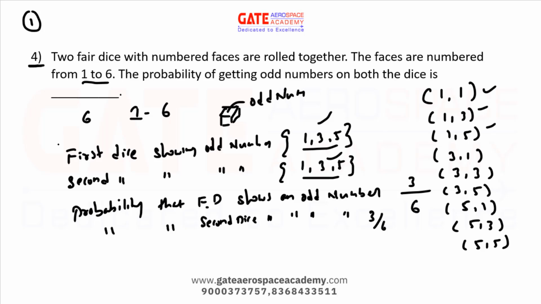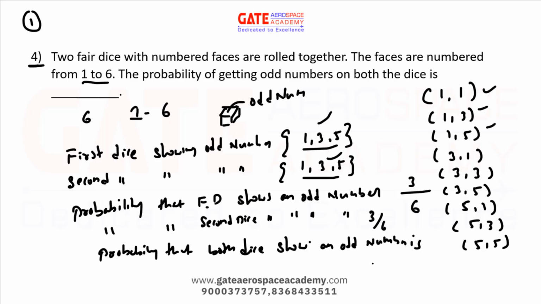Now, the probability that both dice show an odd number is simple. The probability that both dice show an odd number is 3 by 6 into 3 by 6. So this is nothing but 1 by 4. The probability is 0.25. So the probability of getting odd numbers on both the dice is 0.25.